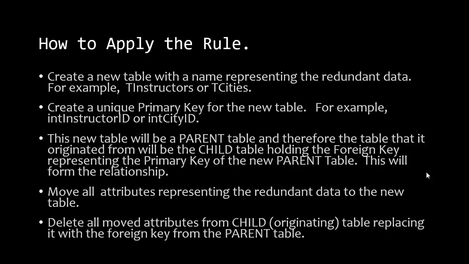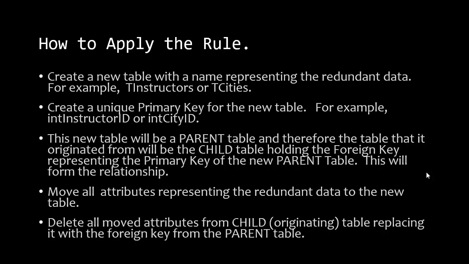So how do we apply this rule? Well, we're going to create a new table with a name representing the redundant data, for example, T instructors, T cities, very similar to what we did in first normal form. We're going to create a unique primary key for the new table. The new table, though, in this case, is going to become the parent table. And therefore, the table that it originated from will be the child table holding the foreign key, representing the primary key of the new parent table.